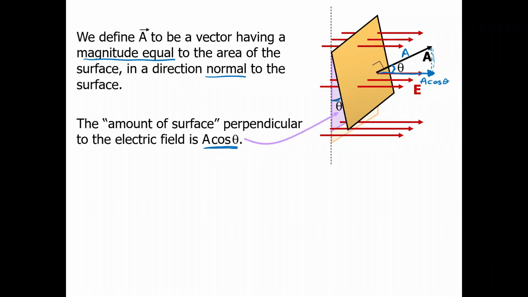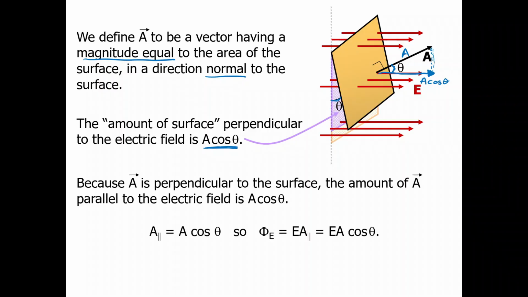So that would be the portion of the surface area that is in the same direction as the electric field. Okay, the portion of the surface that's perpendicular to the field, but the area vector that is parallel. It's a little wonky. So because A is perpendicular to the surface, the amount of A parallel is that A cosine theta. Okay, so A parallel to the field. So the portion of A that is parallel to the field is A cosine theta. So A parallel is A cosine theta.